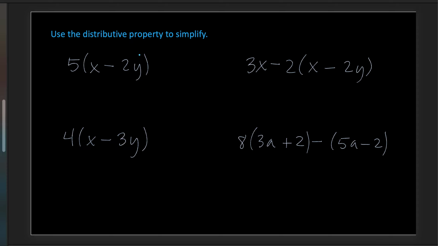So this will look like 5 times x, and when you multiply numbers and letters, they just stick together. 5x. Now we have 5 times negative 2y, so we're going to multiply the 5 and the negative 2, that makes a negative 10, and then the y is hanging in there. 5 times negative 2y is negative 10y.